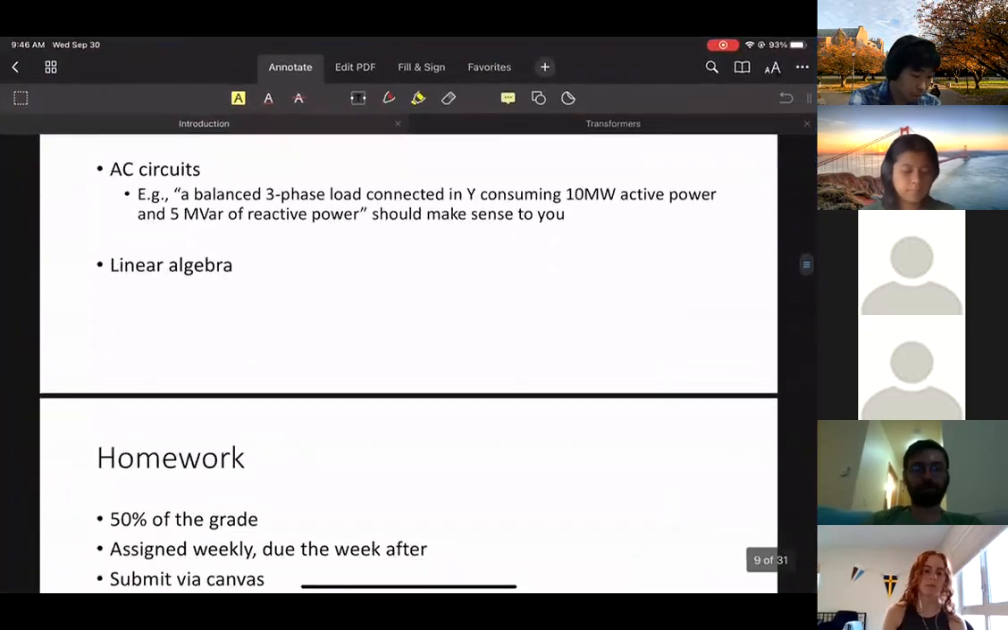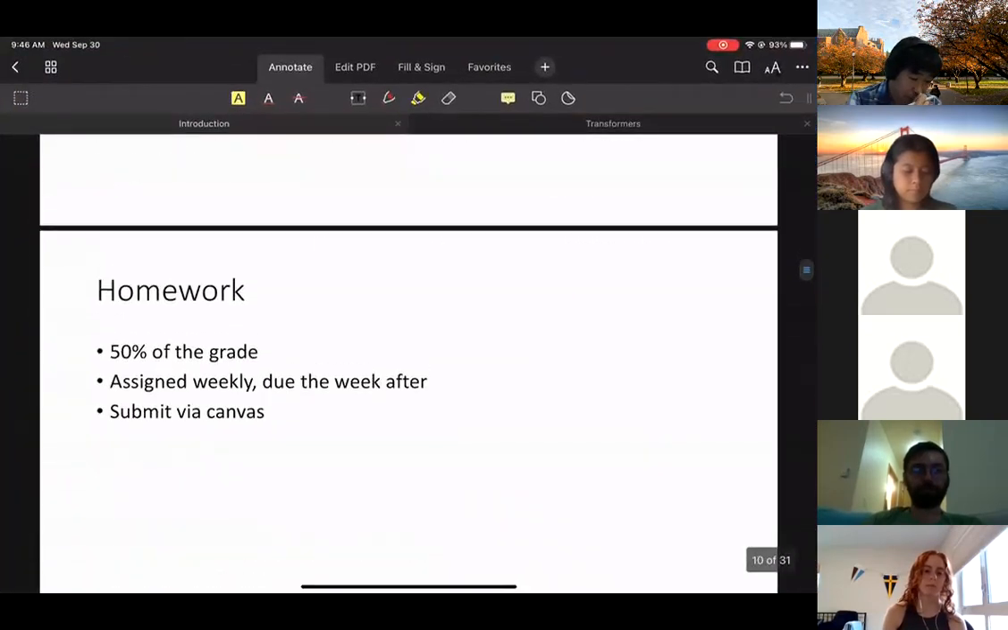So the grading will have three parts: homework and two exams. Homework is 50% of the class grade. It's assigned weekly. This week's homework is out already on the class website. It's mostly for review, and it's due the Wednesday after. You submit this using Canvas, a pretty standard process for homework.